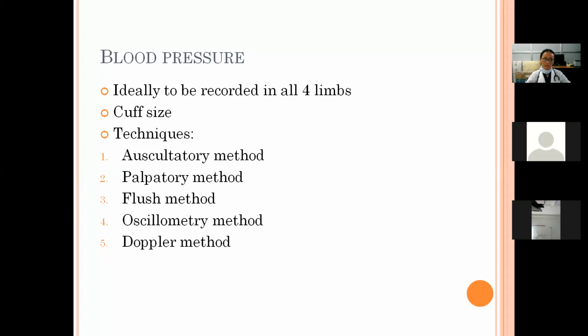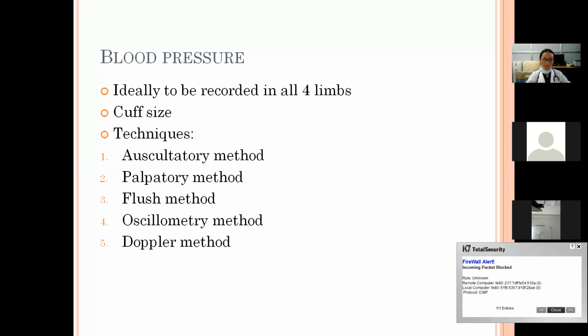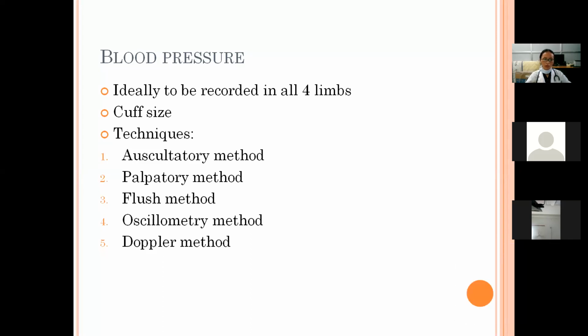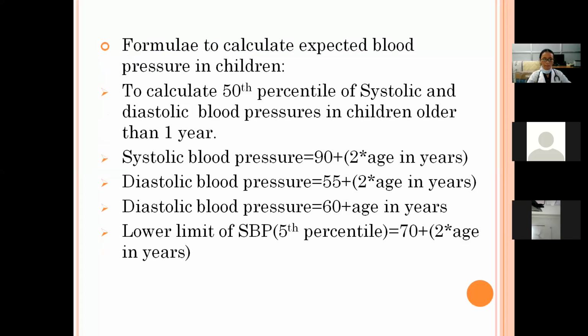Oscillometry method is an invasive method where you do intra-arterial catheterization, and then there is a monitor, an oscillometer machine, which you connect, and then you see the blood pressure. It's an invasive method, mostly used in the ICUs, not commonly used in office practice. And then the Doppler method, like all of us know, the ultrasound Doppler method for checking the blood pressure. So that is the blood pressure.